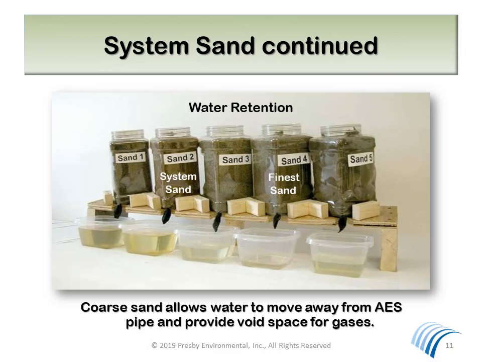A simple experiment helps to illustrate how important a sand's particle size can have on its ability to pass water. All of these samples received the same amount of water. You can see that system sand allowed more water to pass in a given time than did the finer materials. If water is retained by the sand, it will inhibit the aerobic environment we want in and around the pipe. Remember that the effluent is treated within the AES pipe. The sand is used to evenly disperse that water back to the subsoil.